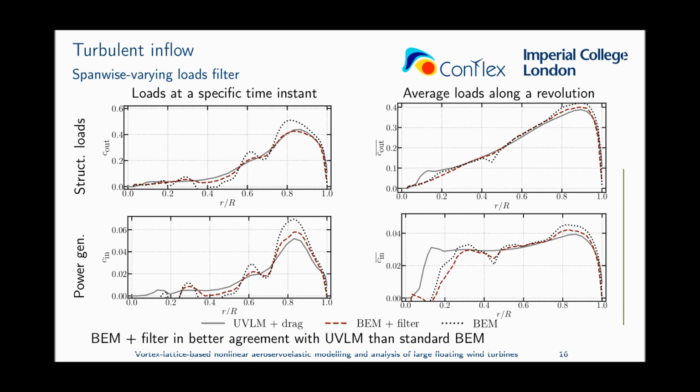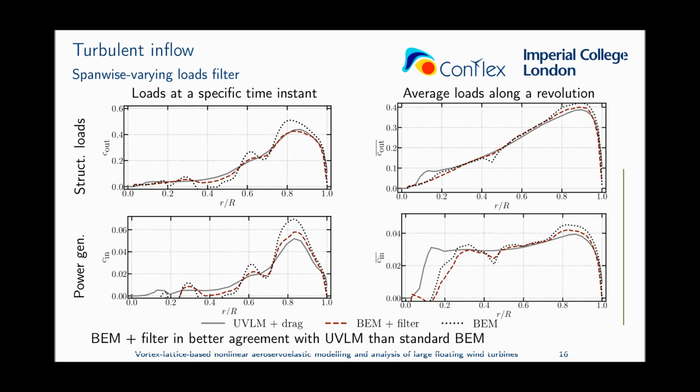Here you can see again structural loads on top, power generation on the bottom. In this case, the left-hand side is just a snapshot of the simulation, so just one time step. And on the right-hand side, you can see the average loads along a revolution. There are three lines. The gray line is UVLM, which, as we have said, accounts for three-dimensional effects, so it is what we use as a reference in this case. The dotted black line is the standard BEM implementation. As you can see, especially on the left column, it shows very significant fluctuations along the span.